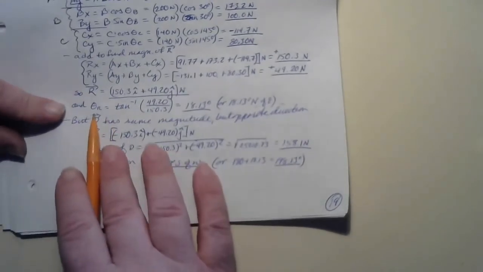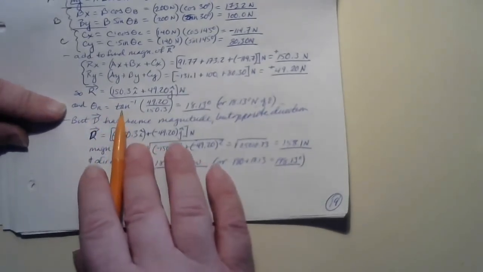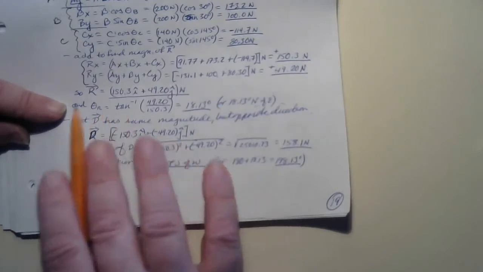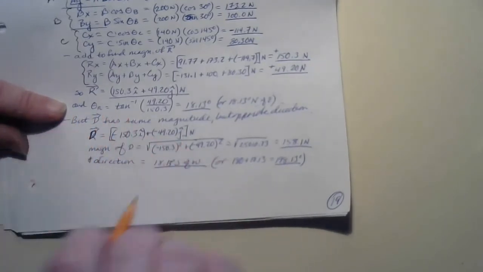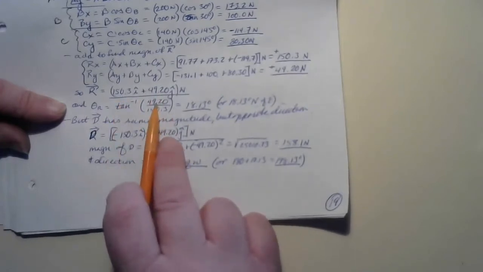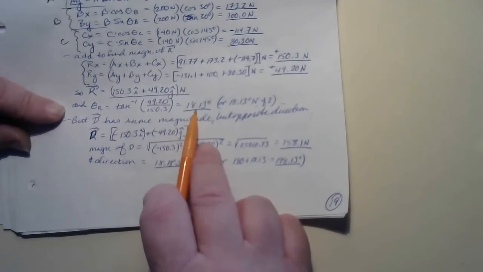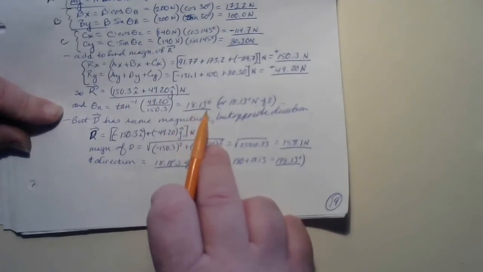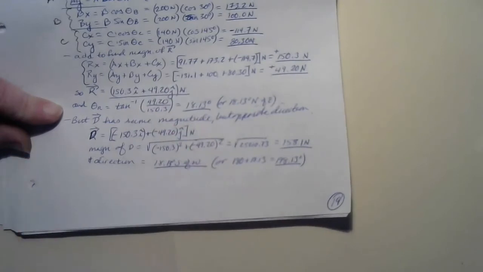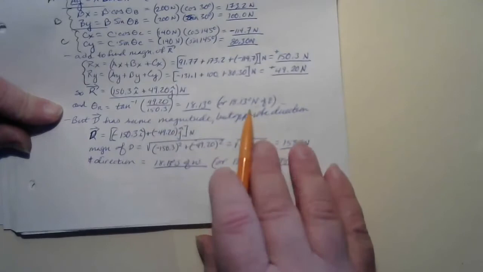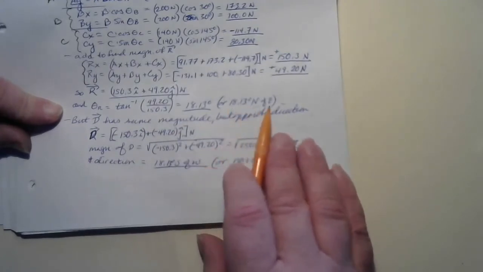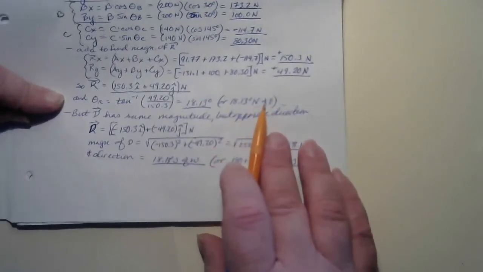And now the direction of the resultant would be the inverse tangent. That is, in other words, the angle whose tangent is the y component over the x component. So that's 49.2 over 150.3, or an angle of 18.13 degrees, according to the conventional way of measuring angles, which is going counterclockwise from the x-axis. And the way this problem stated it, that would be 18.13 degrees north of east, in other words.